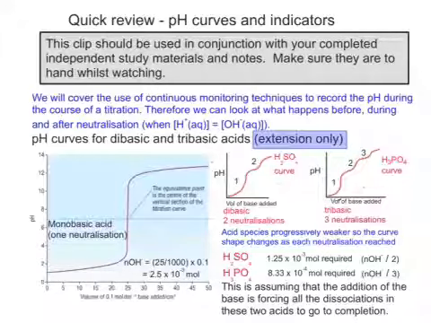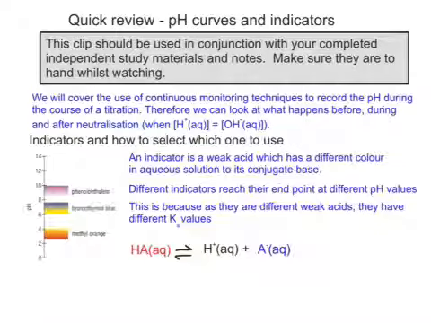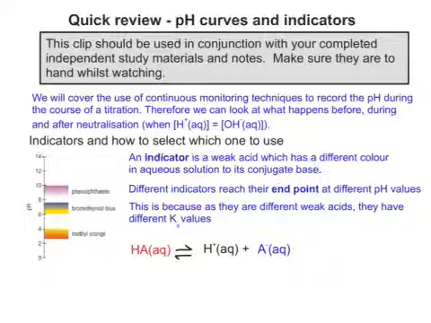Okay then, let's move on to indicators very quickly before we wrap things up. So an indicator is a weak acid which has a different colour in aqueous solution to its conjugate base. So different indicators will reach their endpoint, which I'll explain in a second, at different pH values or ranges, and this is because as they're different weak acids from each other, they'll have different Ka values to each other.